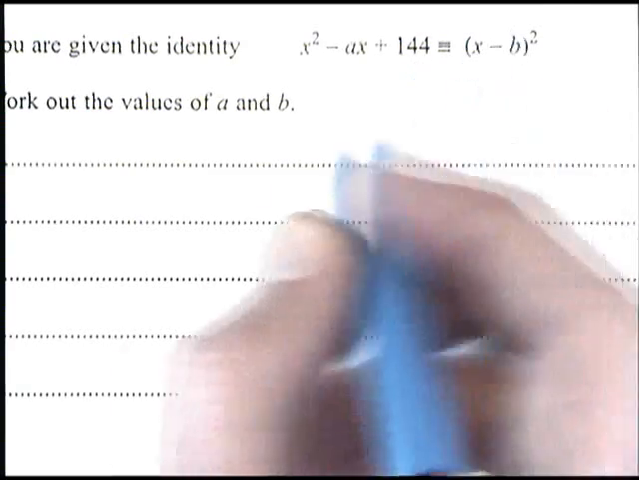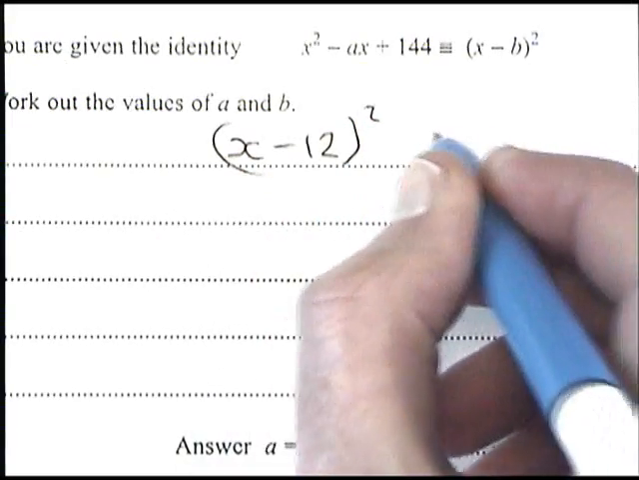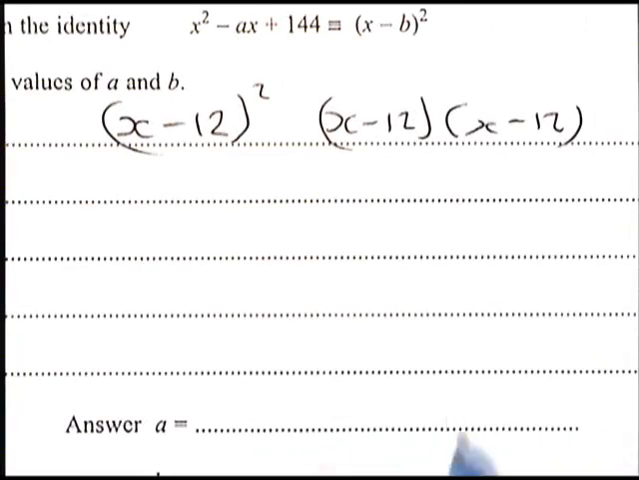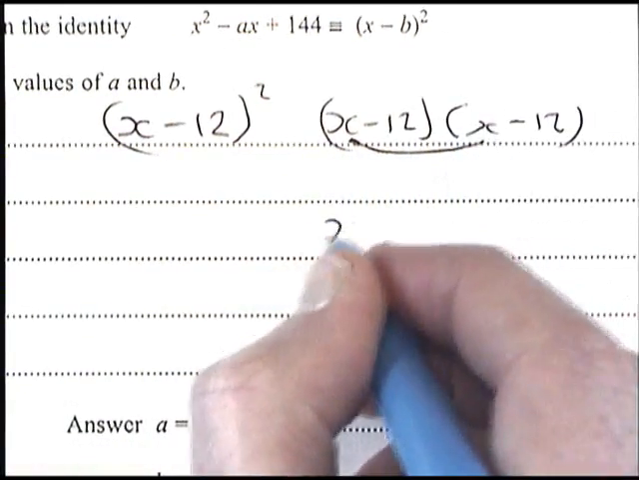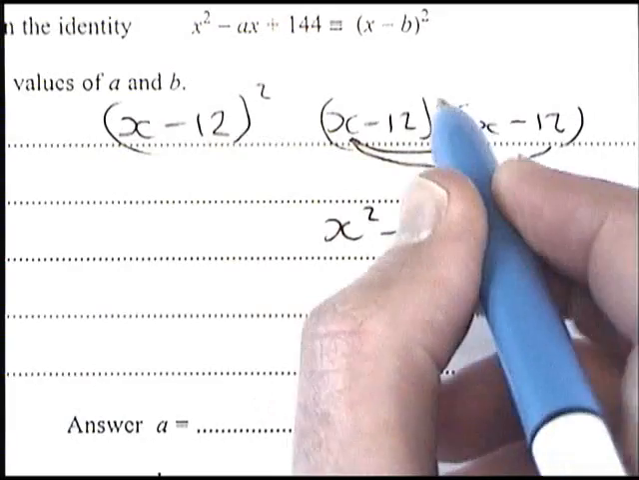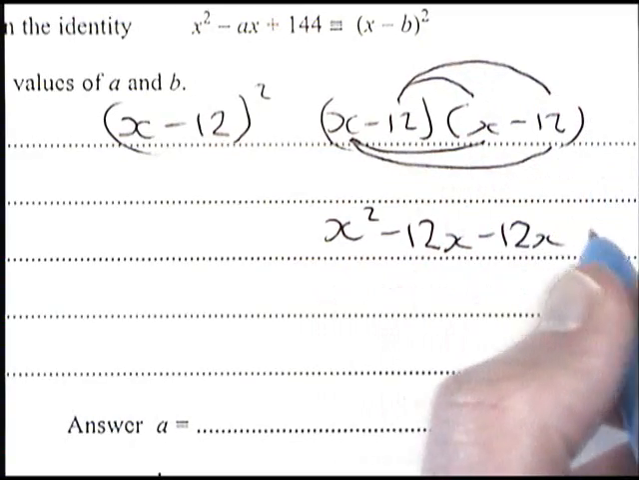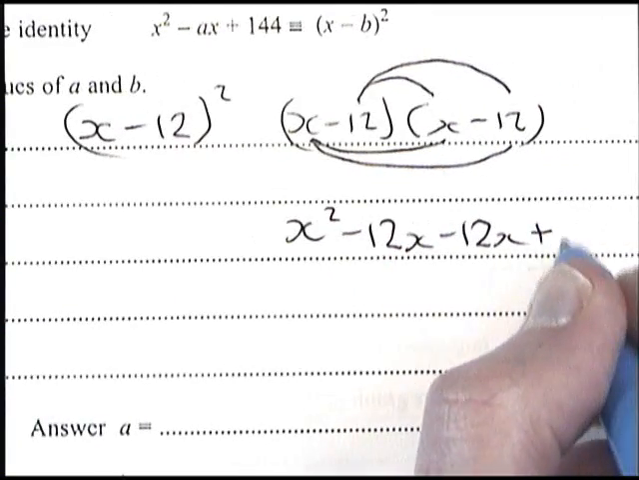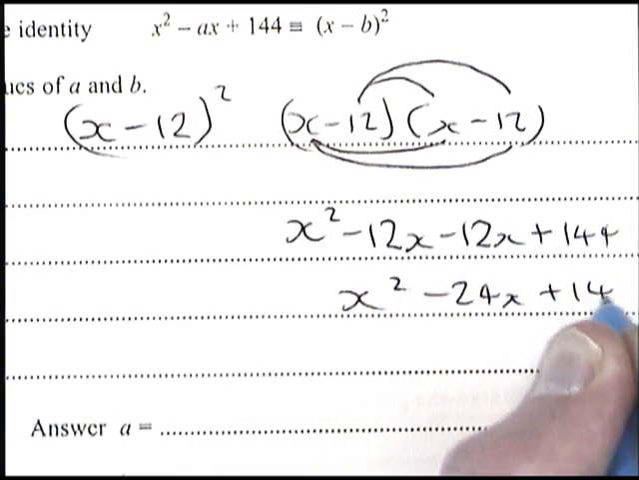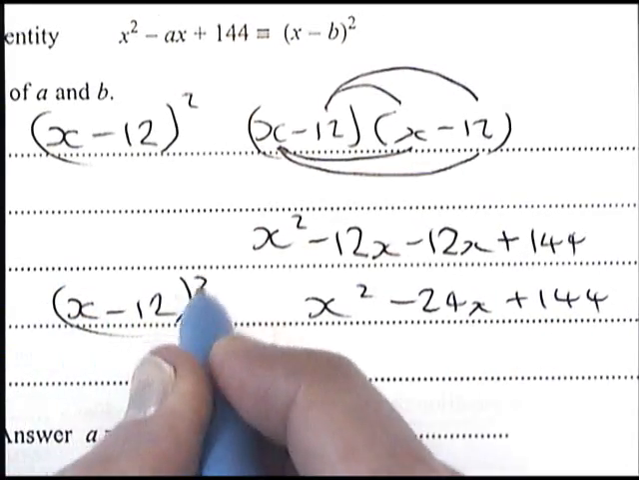Well, it's 12 squared. So if you just try x take away 12 squared, that means x take away 12 multiplied by x take away 12. If you multiply that out, the x times the x will give you x squared. The x times the minus 12 will give you minus 12x. The minus 12 times the x will give you another minus 12x. The minus 12 by the minus 12 will give you a plus, two minuses make a plus, 144. So we get here x squared minus 24x plus 144, and that's exactly the same as x take away 12 squared.